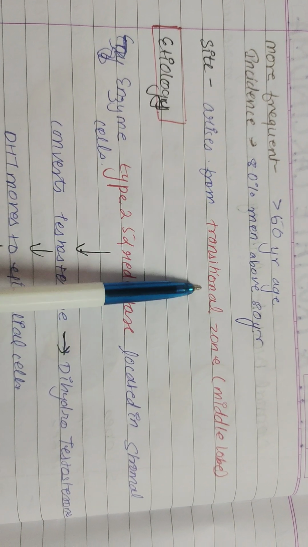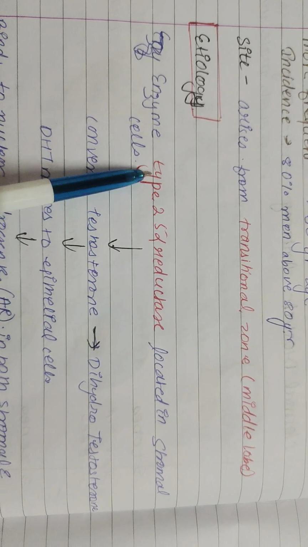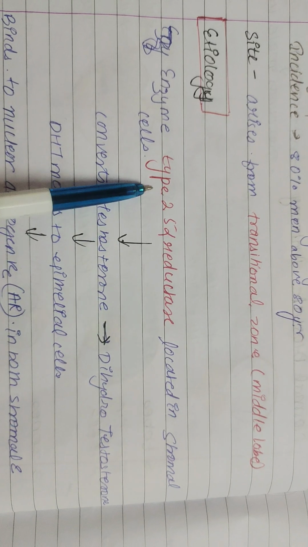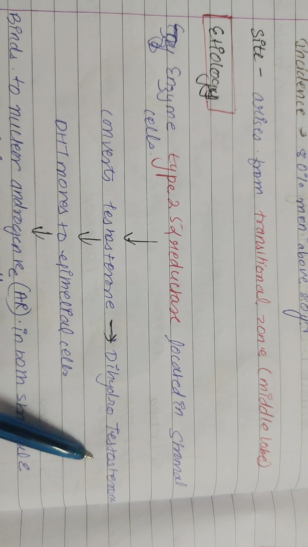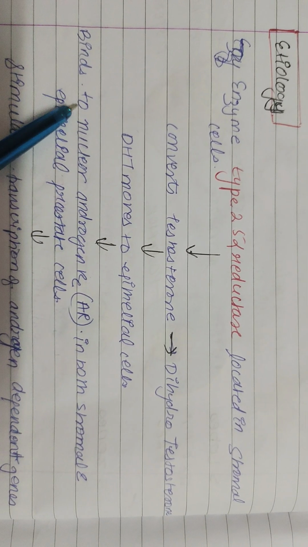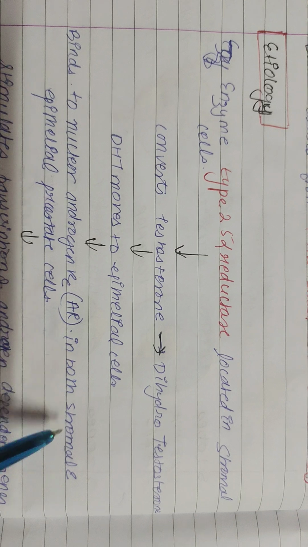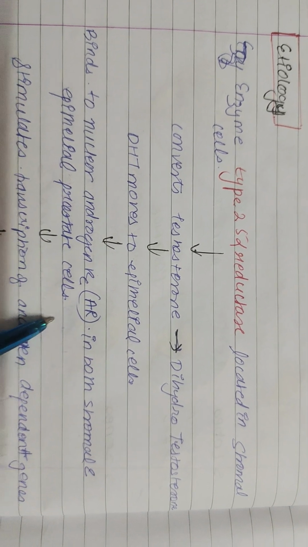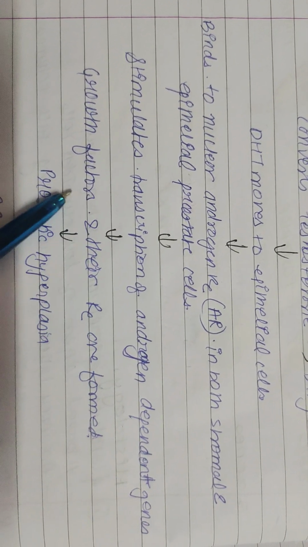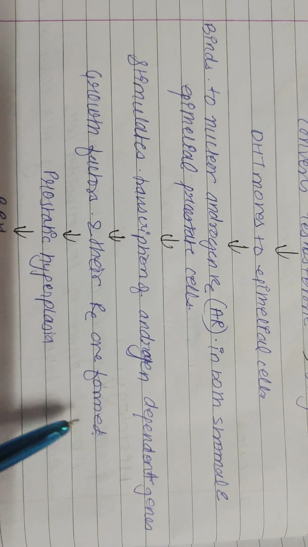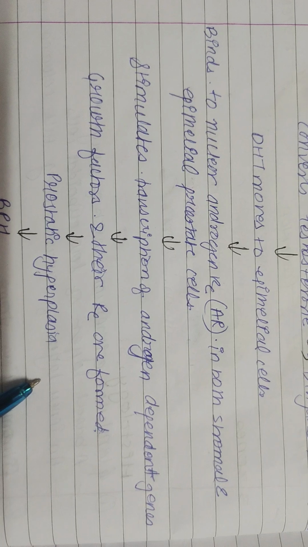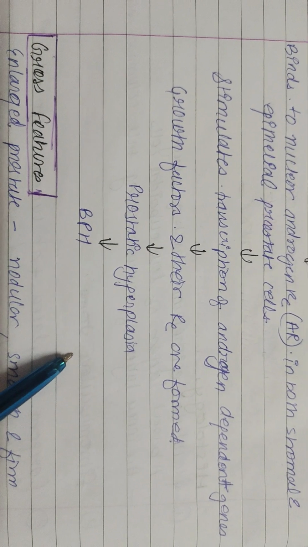Its site of origin is the transitional zone or the middle lobe, and its cause is the enzyme type 2 5-alpha reductase located in the stromal cells, which converts testosterone to dihydrotestosterone. Dihydrotestosterone moves through epithelial cells and binds to the nuclear androgen receptor in both stromal and epithelial prostate cells, which stimulates the transcription of androgen-dependent genes. Growth factors are released and their receptors are formed, which leads to an increase in the size of stromal and epithelial cells, leading to prostatic hyperplasia, which leads to benign prostatic hyperplasia.